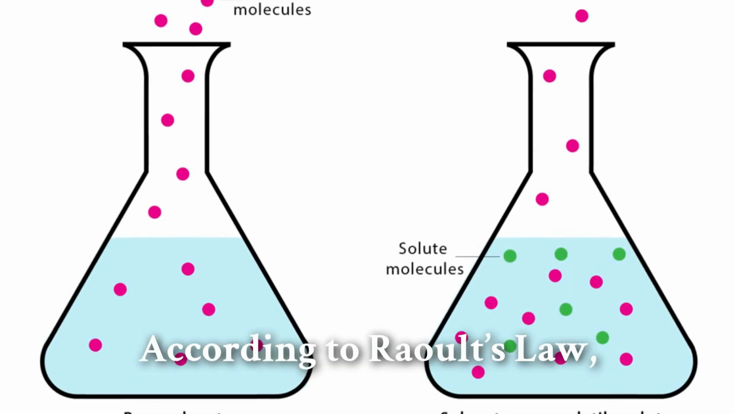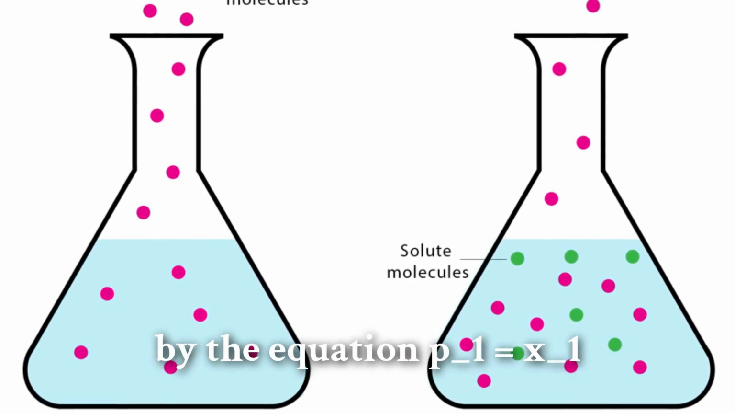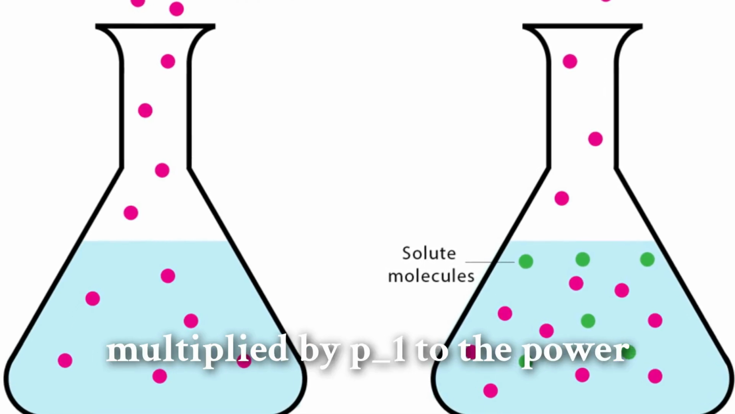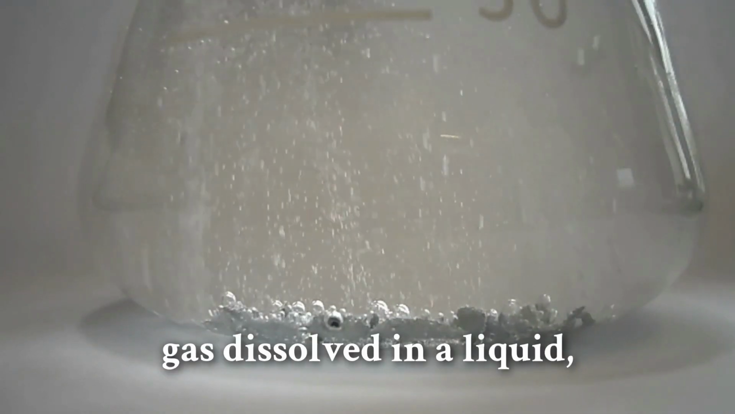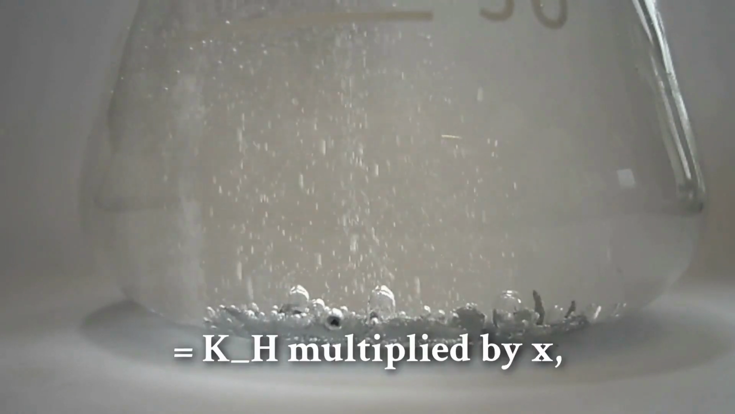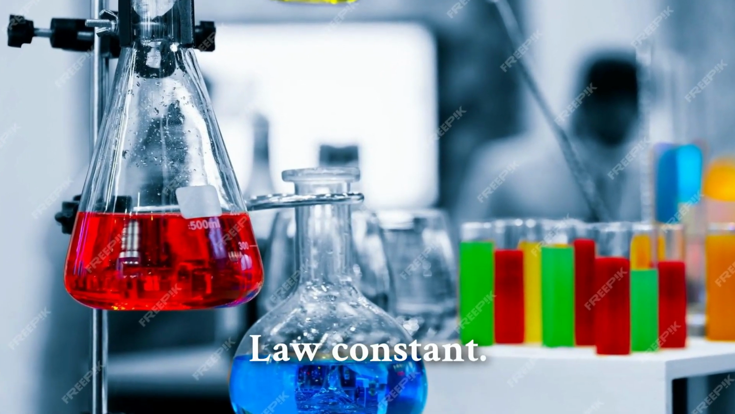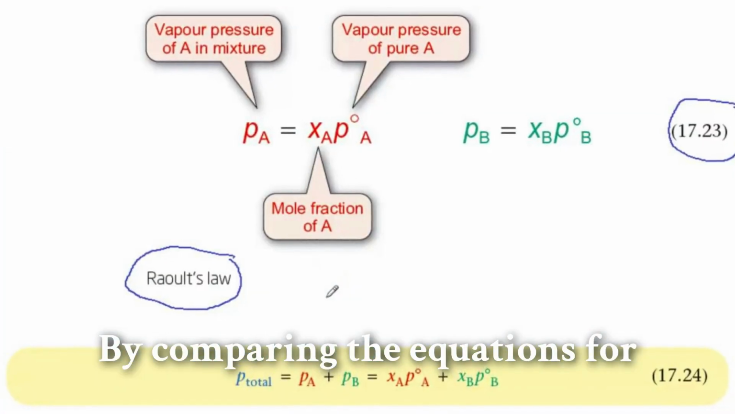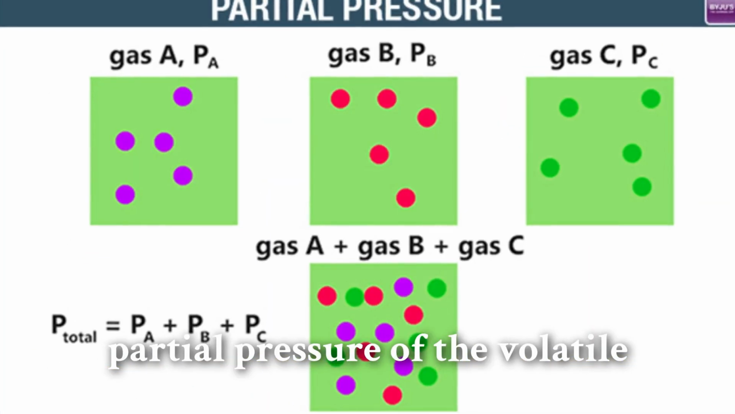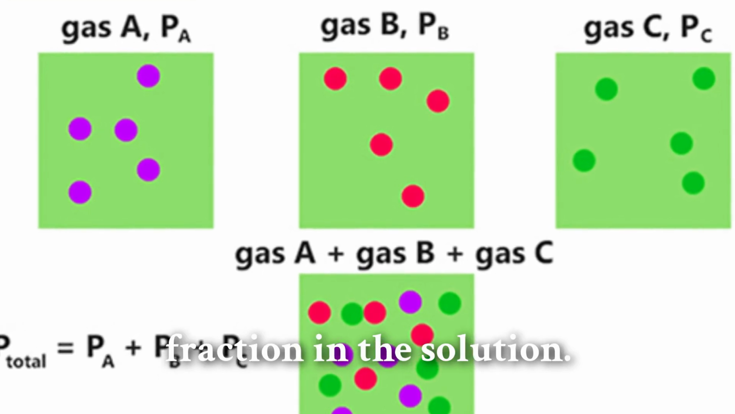According to Raoult's law, the vapor pressure of a volatile component in a solution is given by the equation P1 equals x1 multiplied by P1 to the power of 0. In the context of a gas dissolved in a liquid, Henry's law describes the solubility of the gas as P equals KH multiplied by x, where KH is the Henry's law constant. By comparing the equations for Raoult's law and Henry's law, it becomes evident that the partial pressure of the volatile component or gas is directly proportional to its mole fraction in the solution.